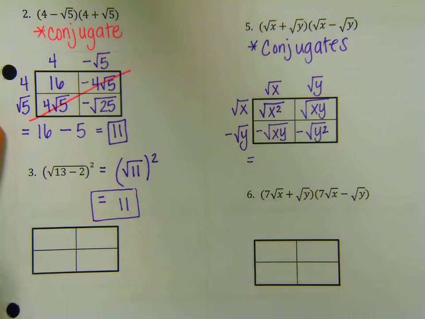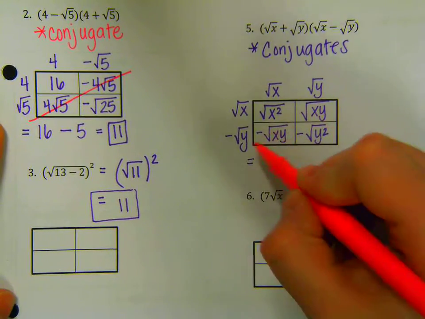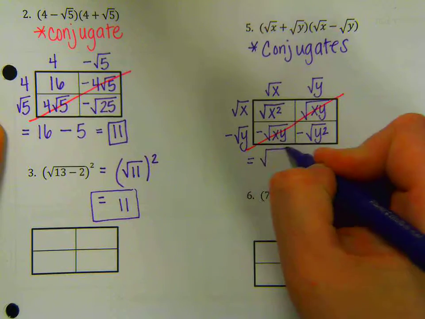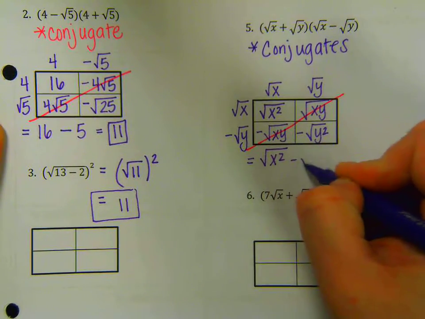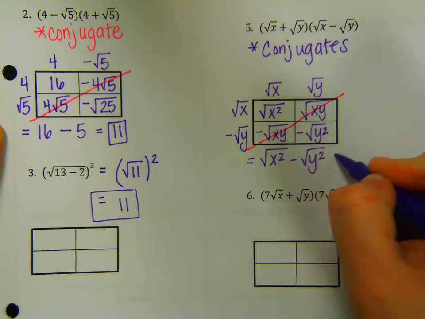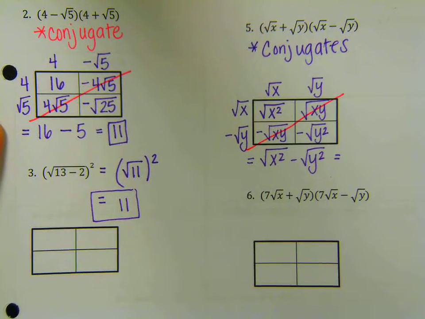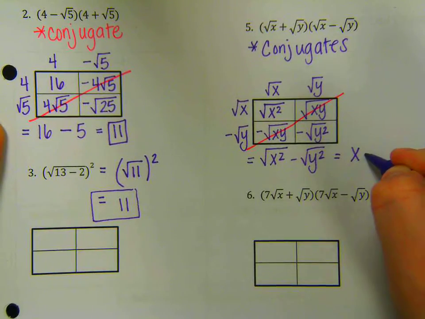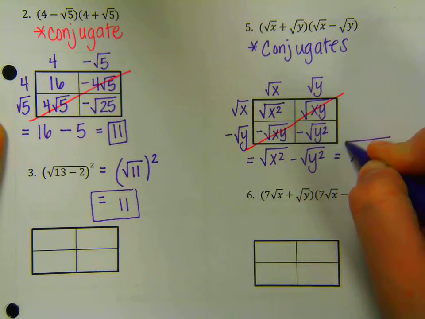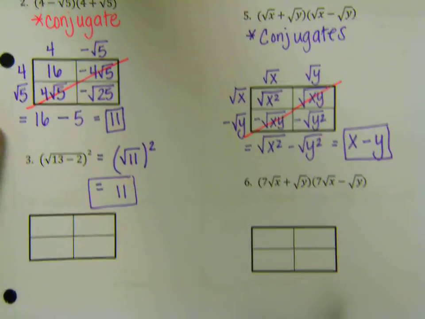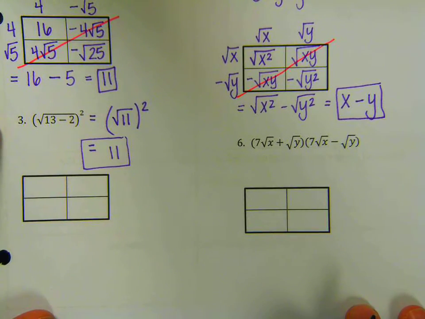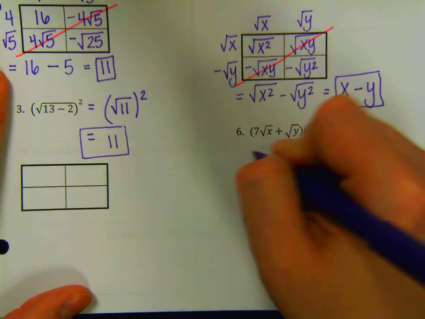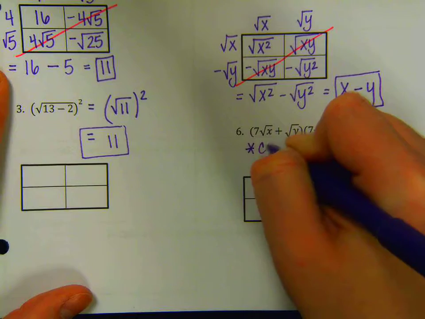Since we have conjugates, the diagonals cancel off. So I'll have the square root of x squared minus the square root of y squared. And like some of you already noticed, what is the square root of x squared? X. And the square root of y squared is y. So it's x minus y, and that's my final answer. And then number 6, do the same thing. So you can work ahead if you can. These are conjugates again.